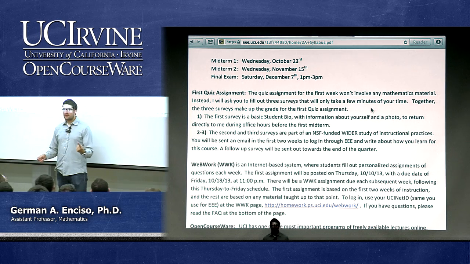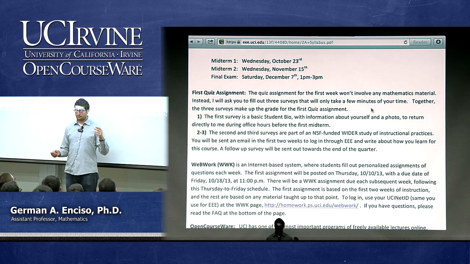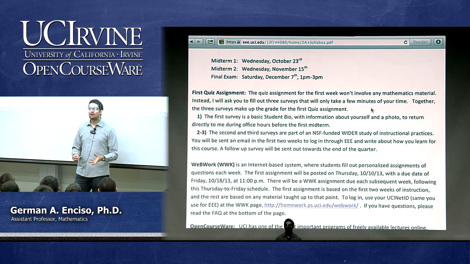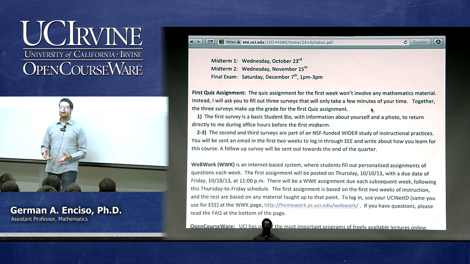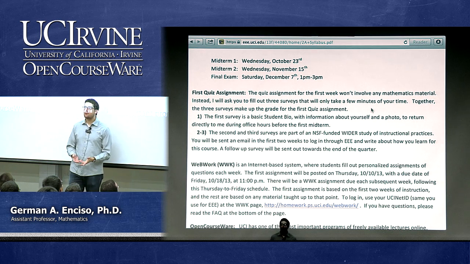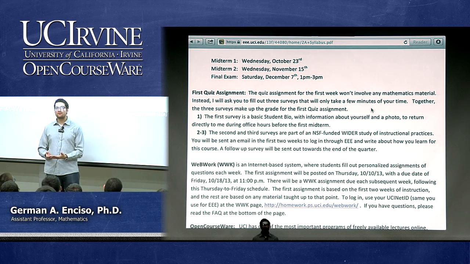The procedure has 3 parts, and they're essentially surveys and forms. When you do all 3 of them, they will constitute the grade for your first quiz. That quiz is going to be worth maybe 3% of your grade, so it's not that big a deal for the whole course. But it is a quiz. It would lower your grade if you don't do it, so it's encouraged for you to do.